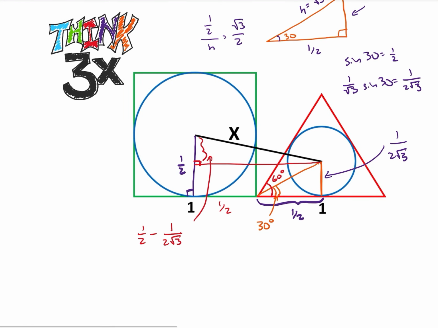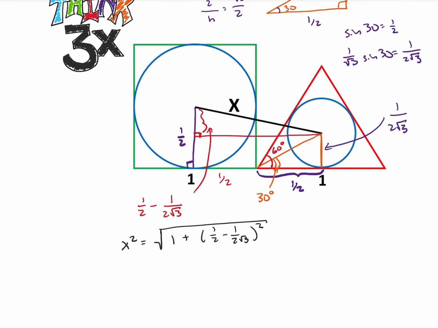So if I use the Pythagorean theorem, I can see that x squared is going to be 1 plus (1/2 minus 1 over 2 √3) squared. So x is going to be the square root of that whole thing. Okay, so we could go ahead and simplify this just a little bit. So x is going to be the square root of 1 plus, and I'm going to go ahead and multiply some of this out.